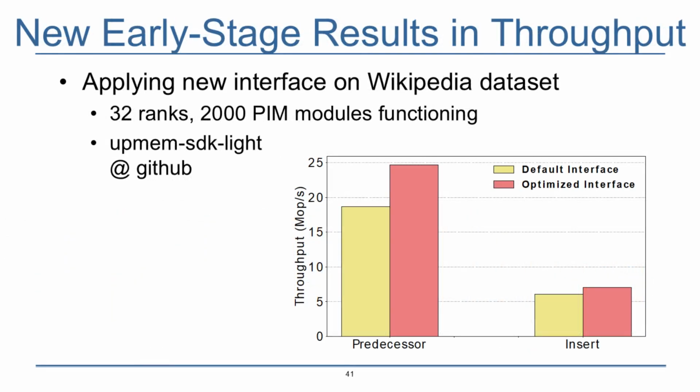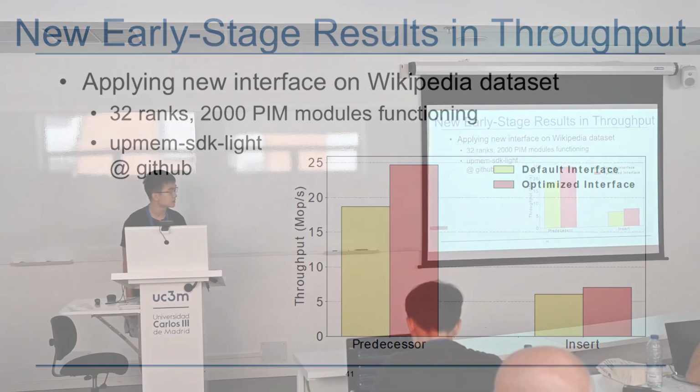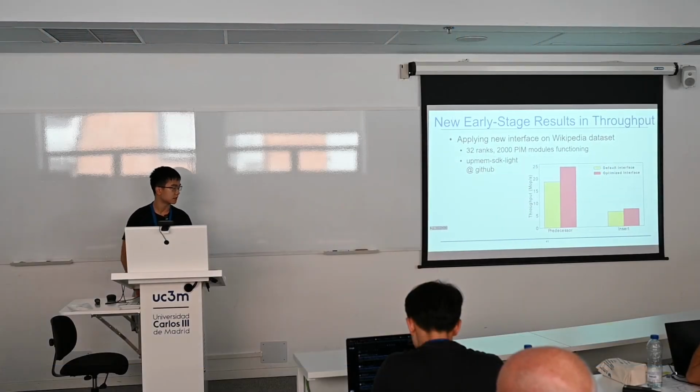We apply this new interface to PIM-tree and validate the result on the Wikipedia dataset. On the machine that has 32 ranks and 2,000 PIM modules functioning, we achieve a speedup of over 30% for predecessor queries. The speedup is not so much for the insert queries because the insert part is much more CPU bound. The SDK is named UPMEM SDK Lite. It's on GitHub.